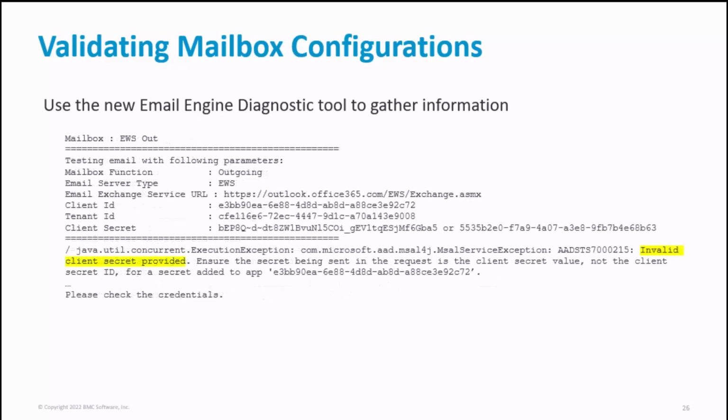In this EWS example, it failed as well, and you can see from the error that it is very specific to point out the problem is with the client secret. Many of the errors that you will get with this utility will be very clear and at a minimum will point you in the right direction.